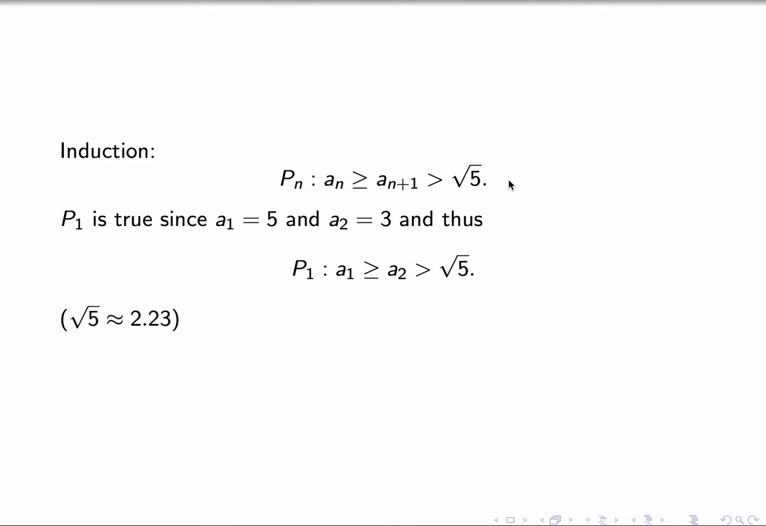But let's see what happens with P₁. P₁ would say that a₁ is greater than a₂ is greater than the square root of 5. We can just plug that in, right? a₁ is 5, a₂ is 3, 5 is greater than 3, and that's greater than the square root of 5, which is like 2.23. So P₁ is true.